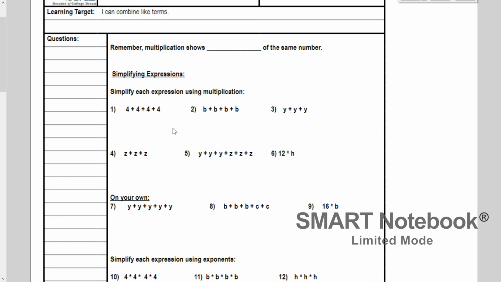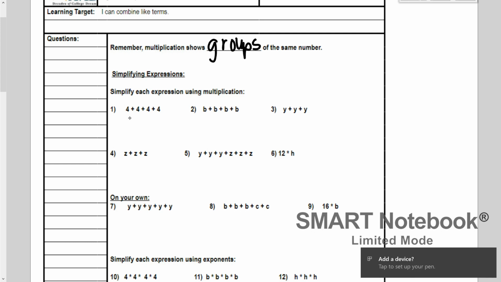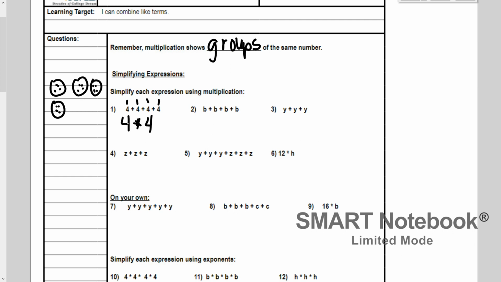Okay, so remember, multiplication shows groups of the same number. So what I mean by that is 4 plus 4 plus 4 plus 4 means that it's 4 groups of the number 4. So we would do 4 times 4. There's 4 groups, 1, 2, 3, 4, 1, 2, 3, 4, 4 groups of 4. Okay, in elementary school we might have showed those in circles. Right now we're just showing them using that number. So there's 4 groups of 4, 4 times 4, which would get us to 16.